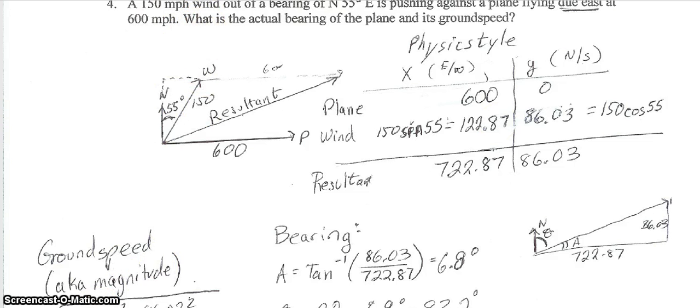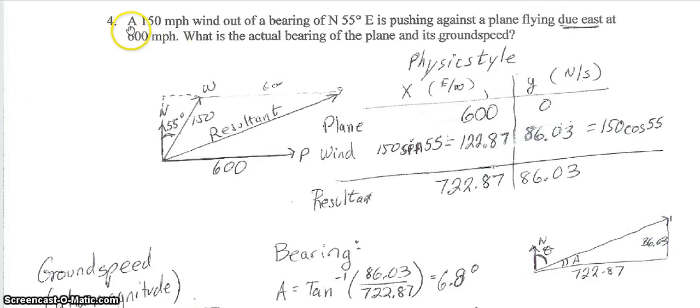So, wind's blowing out of a bearing. Actually, it should be to a bearing. I actually did to a bearing, so these should be negatives because it should be this way. Bummer. Planes flying due east. Anyways, if we change this to a bearing, so towards that direction. I didn't read it.